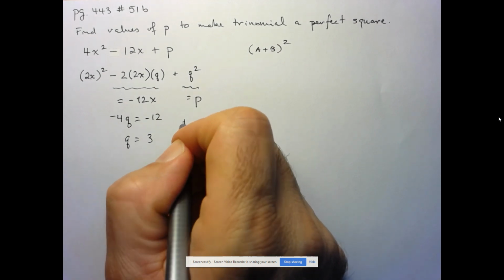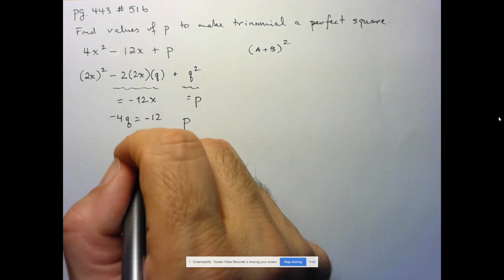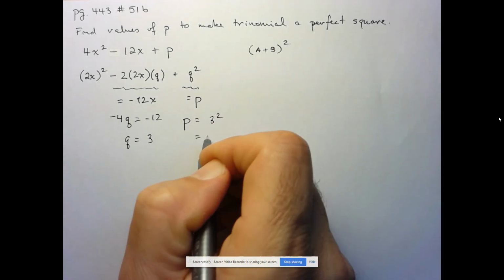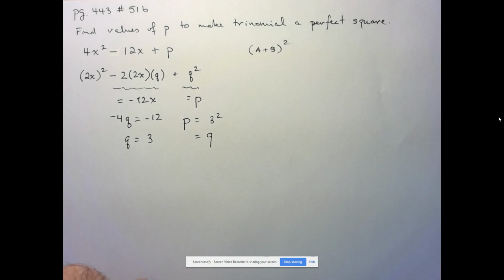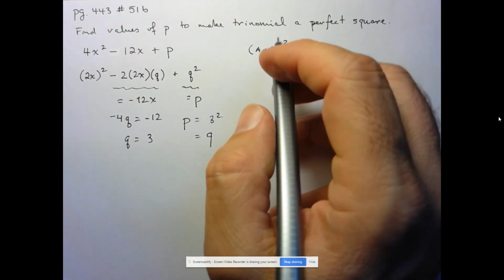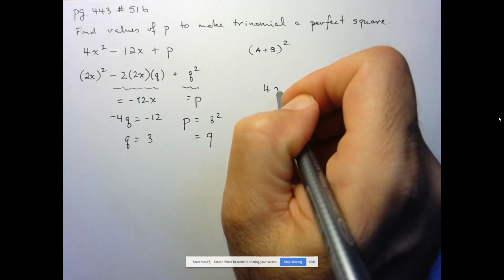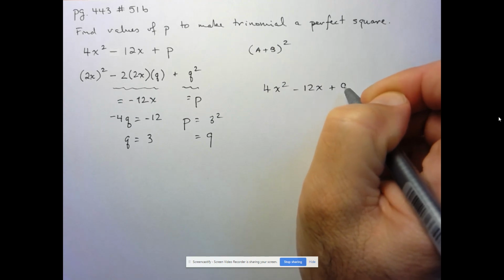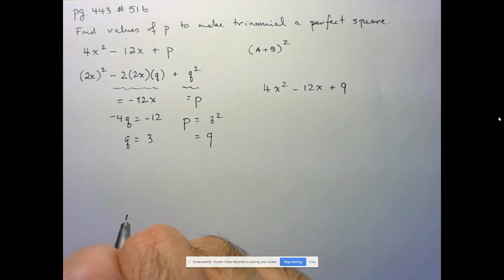And now, of course, because that last term needs to be the square of this number, p needs to be equal to 3 squared, which is equal to 9. All right, and there's my answer. And if we want to check, well, let's check what happens when we've got 4x squared minus 12x plus 9. Let's see if this gives us a perfect square.